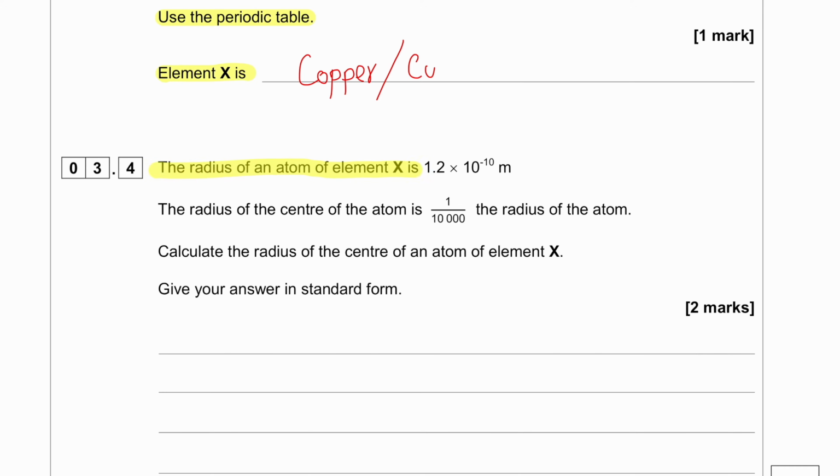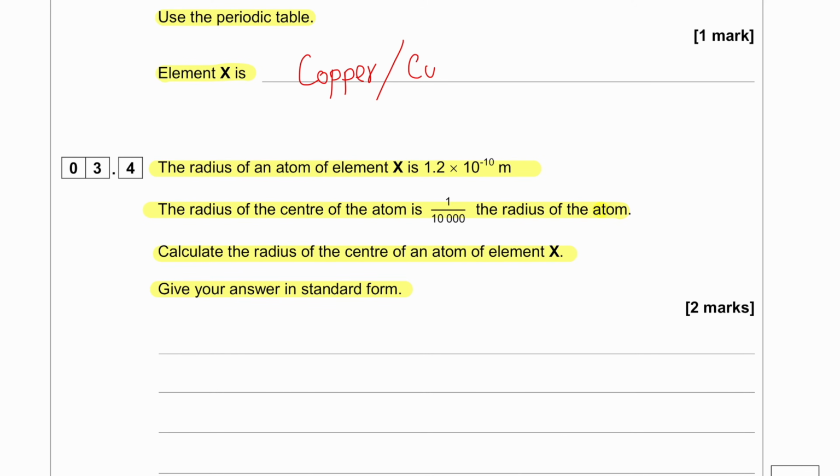The radius of an atom of element X is 1.2 times 10 to the power of minus 10 meters. The radius of the centre of the atom is 1 divided by 10,000 of the radius of the atom. Calculate the radius of the centre of the atom of element X. Give your answer in standard form. So the radius of an atom is this one, and the radius of the centre of the atom is 1 divided by 10,000 of the radius of the atom.